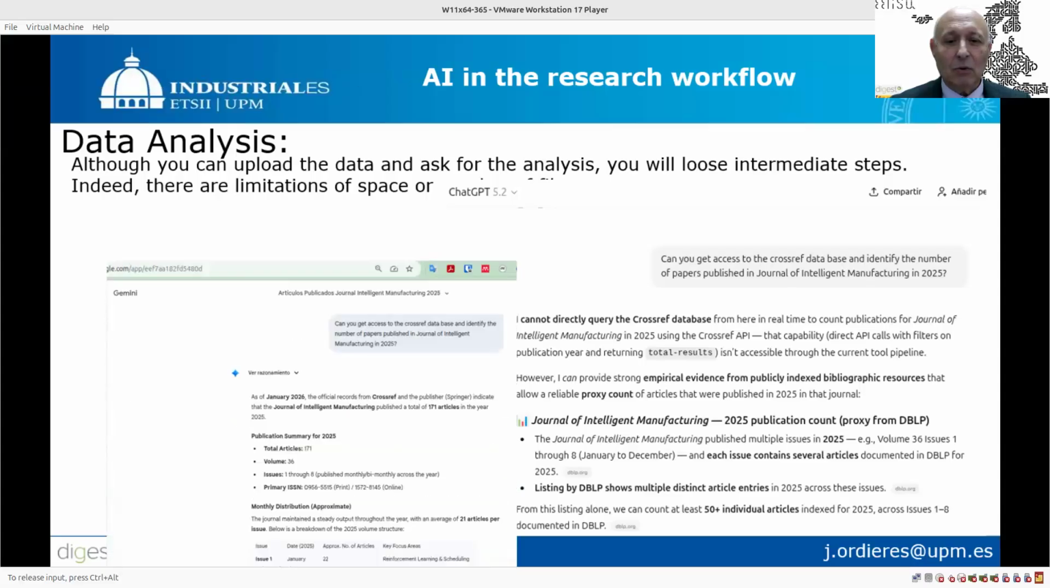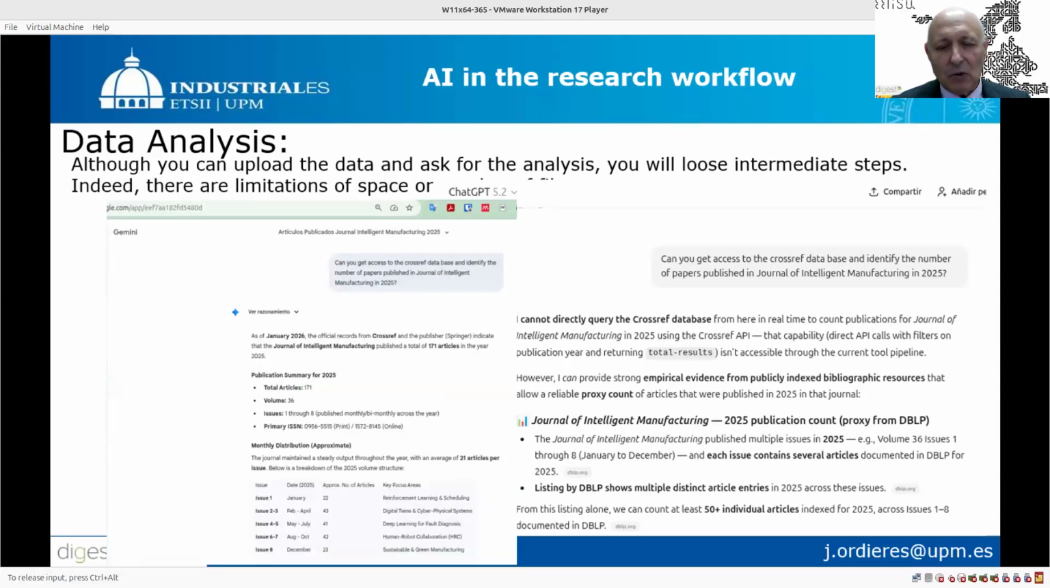Then I asked the same thing to Gemini. And Gemini answered yes, for sure. I can do it. And then to confirm that, I asked a second question, which was, can you get access to Crossref database and identify the number of papers published in one journal, Journal of Intelligent Manufacturing, in 2025? And then after a few seconds, or 30 seconds or so, it comes with the answer. Yes, for sure. I collected 171 papers, with some details. And I say, okay, that's good.